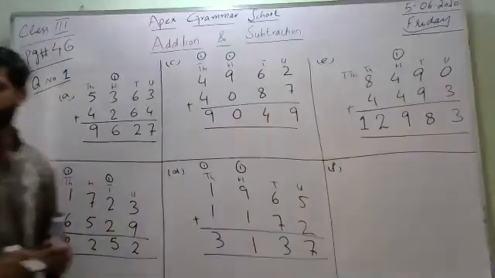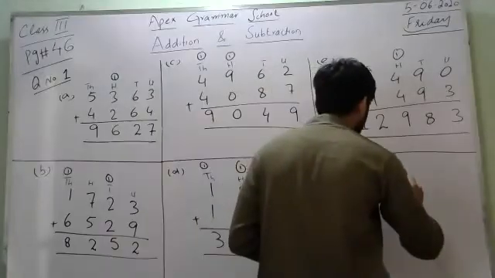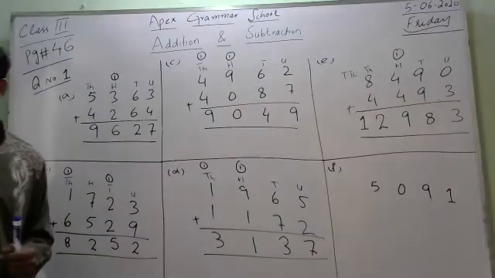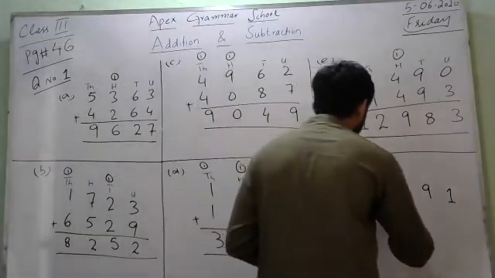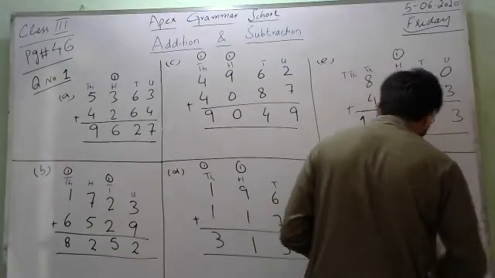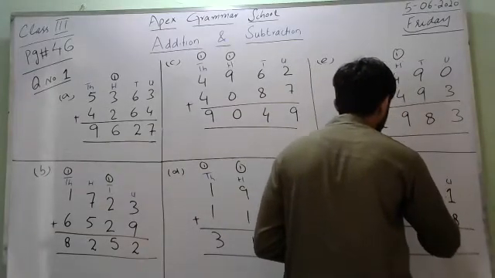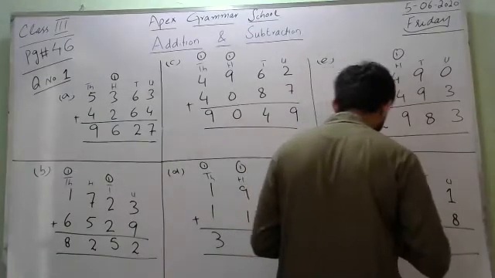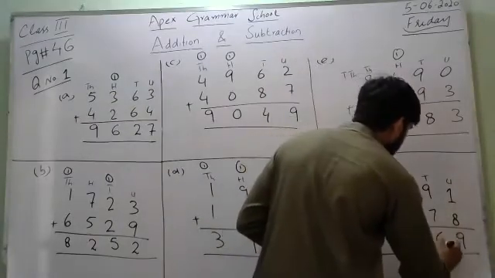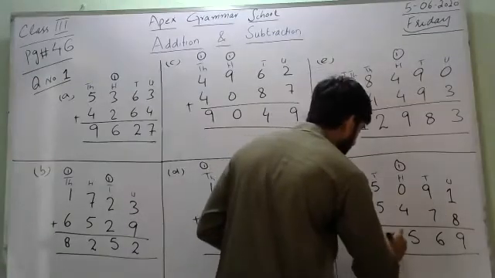F part. 5, 0, 9, 1, 5, 4, 7, 8. Eight plus 1, 9. 9 plus 7, 16. 1 carry. 4 plus 1, 5, 5 plus 5, 10.